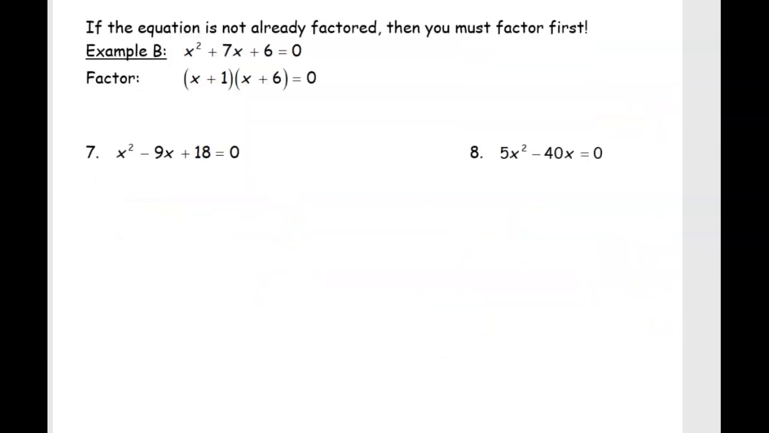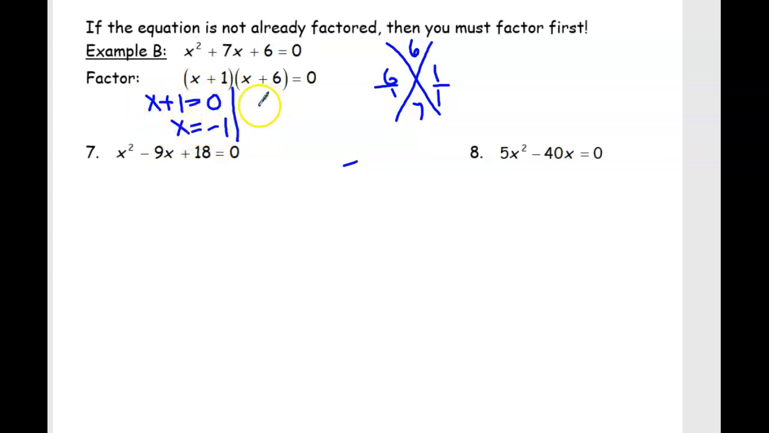Okay, so if the equation is not already factored, then you must factor it first. If you look at the example, maybe we did the x and we have a 6 and a 7, and you can do 6 times 1. That's how we got x plus 1, x plus 6 equal to 0. Then from there, you can set either one equal to 0. So x plus 1 is 0, so our x is -1, and x plus 6 is 0, so x is -6. So the solution for that would be -6, -1.